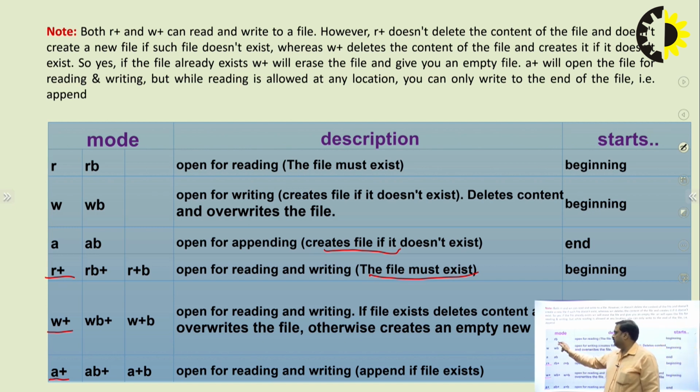If we are working in binary mode, then RB, WB, AB, RB plus, WB plus, AB plus modes will be allowed. Or we can also write R plus B.